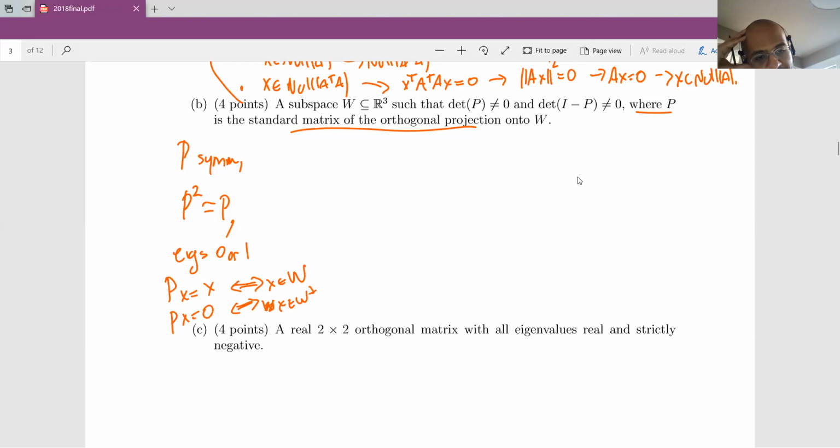Okay, good. So now, that's a lot of information, which is more than enough to solve this question. So now you need to understand what these two conditions mean, right? So what does determinant not being 0 of a matrix mean? Invertible, yeah. So both P and I minus P need to be invertible. So when is an orthogonal projection invertible?